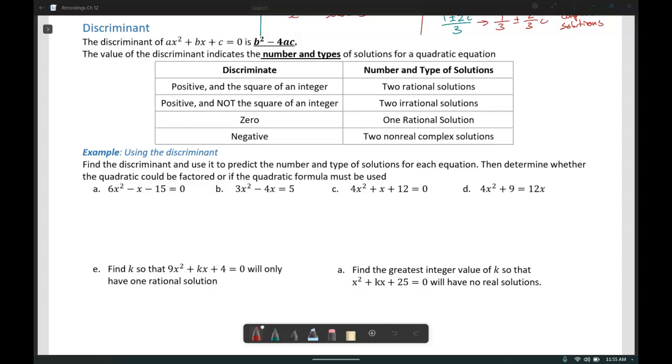We're going to be taking some time to look again at the discriminant of a quadratic equation, which is the b squared minus 4ac part of the quadratic formula. The value of the discriminant indicates the number and types of solutions for a quadratic equation. So based on what we get for the discriminant, we can determine how many, either one or two solutions, and whether the solutions are rational, irrational, or non-real complex.